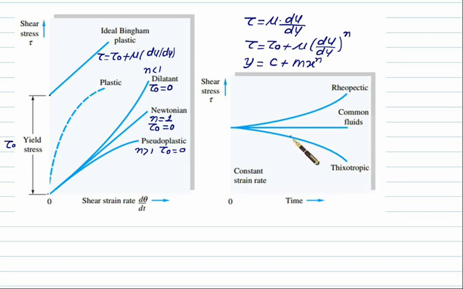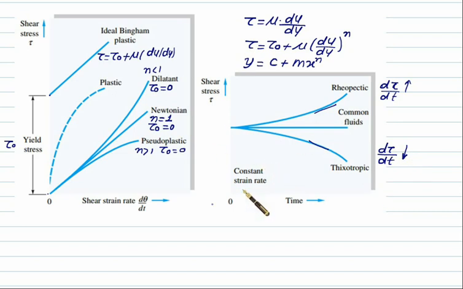As far as the common fluid is considered, the shear stress will not change with respect to time. As far as the rheopectic fluid is considered, the shear stress will go on increasing with respect to time. So for this one, d tau by dt, the change of shear stress with respect to time, is going to increase. This is a positive slope. And for the other one, we have a negative slope, so d tau by dt is a negative value. These are the further classifications of fluids based on Newton's law of viscosity.